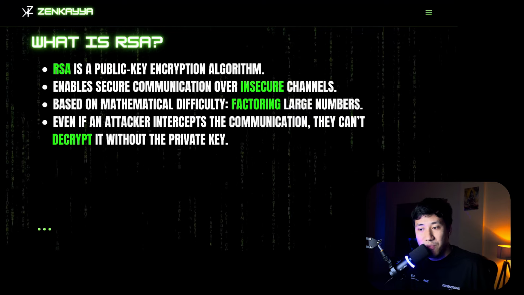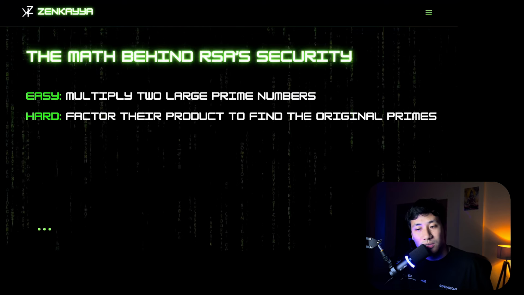So basically the main logic behind it is factoring large numbers, which is a mathematical difficulty. A computer finds it difficult and time-consuming to factor large numbers. Even if an attacker intercepts the communication, they can't decrypt it without the private key. This is the whole logical reason behind it. Let's now see the math behind RSA security.